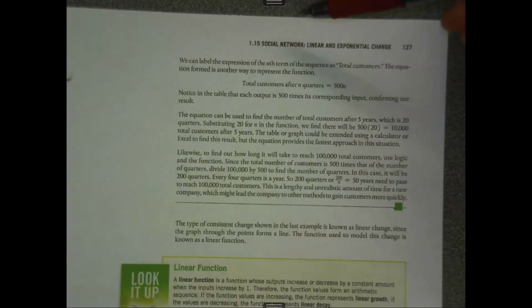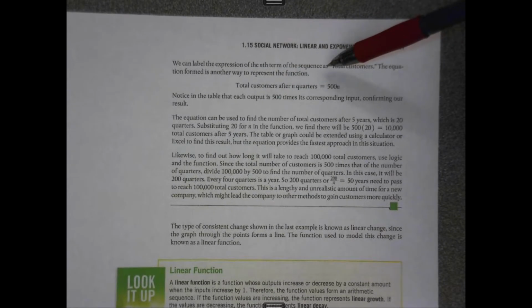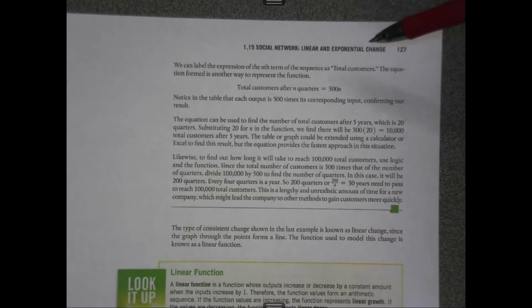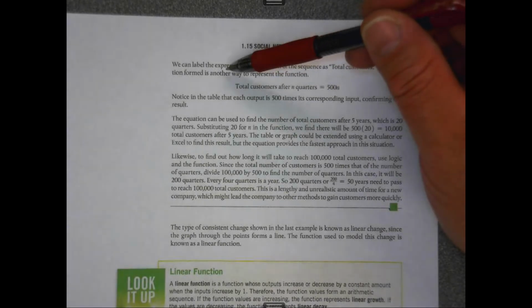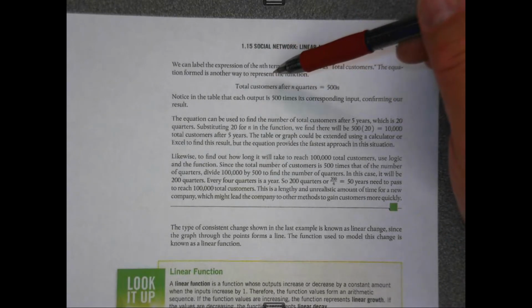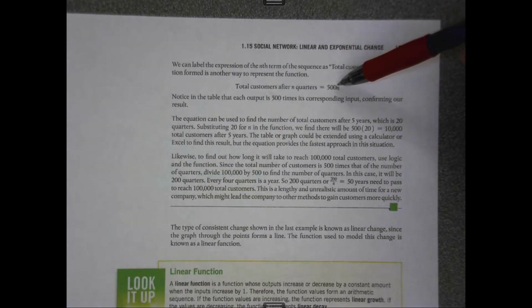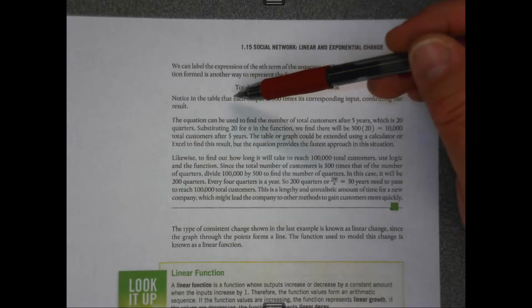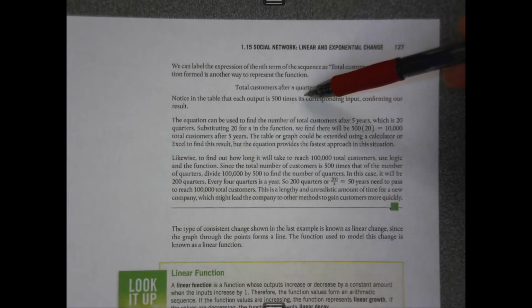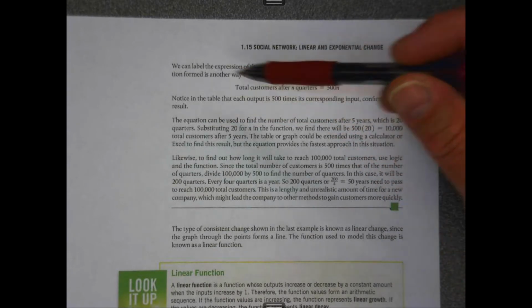We can label the expression for the nth term in the sequence, total customers. The equation formed is another way to represent the function. Total customers after n quarters is 500n. Notice in the table that each output is 500 times its corresponding input, confirming our results.